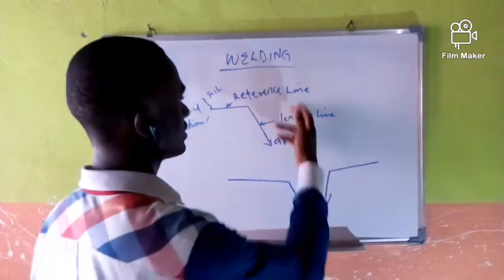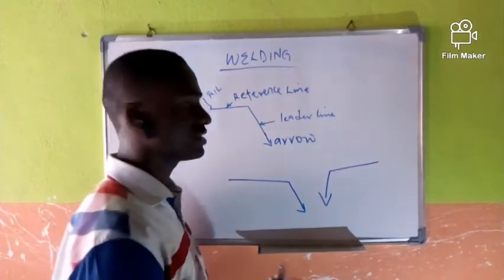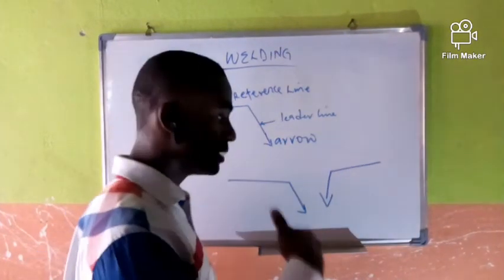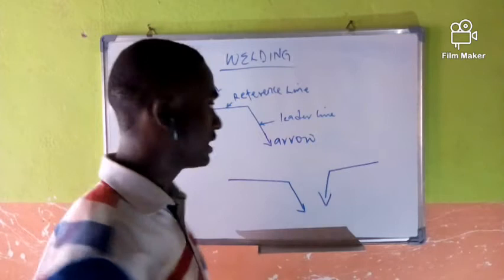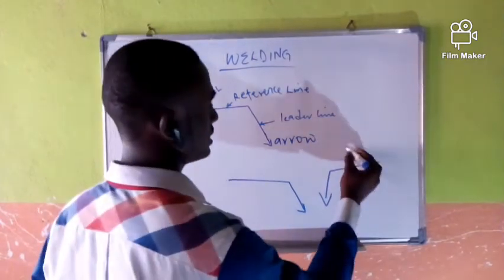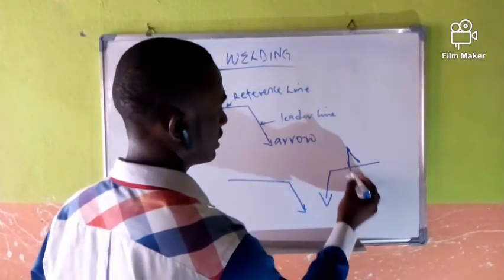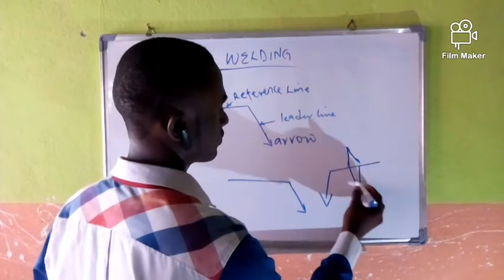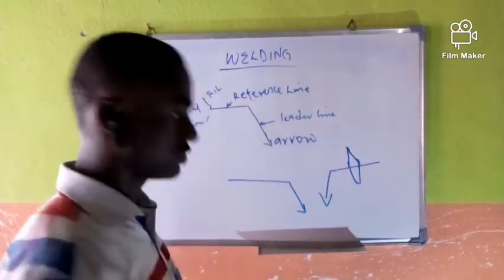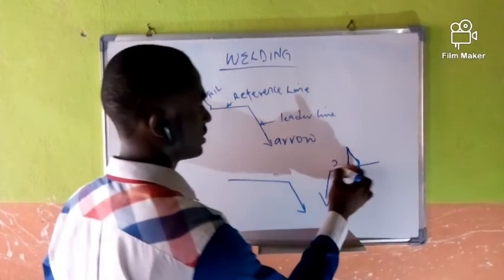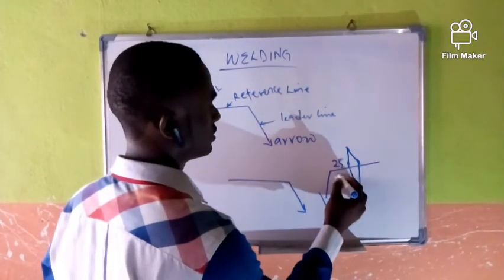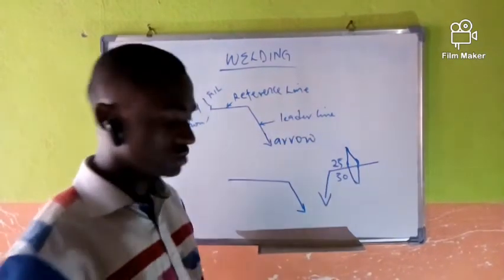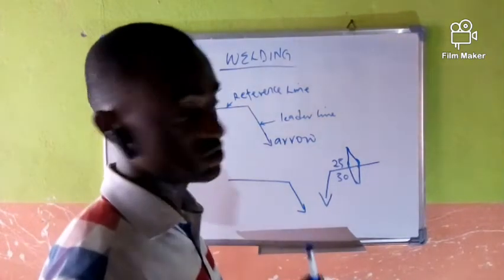Then we have the reference line. What the reference line does is it carries information, especially where the main work is going to be carried out. Like sometimes we have something like this, giving us, okay, this is what you do here, this is what you do. You might have 25 or 30 depending on what we are doing, the dimensions we are taking.